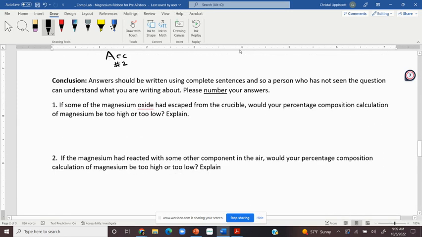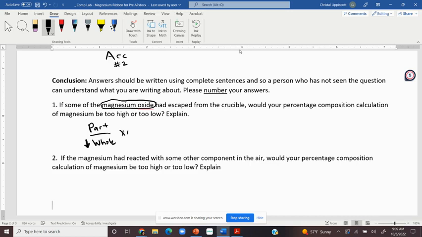You have magnesium oxide. Some of this escaped the crucible. So if that happened, remember you've got part over the whole for this. If magnesium oxide escaped, which value here would be affected, the top or the bottom? The bottom. How would it be affected? Would that value go down or would it go up? It would go down. So if this number gets smaller, what's that going to do to your answer? That's what this question is asking.